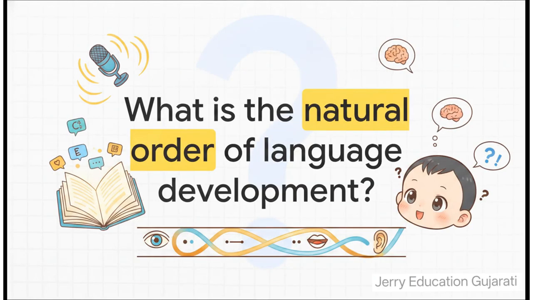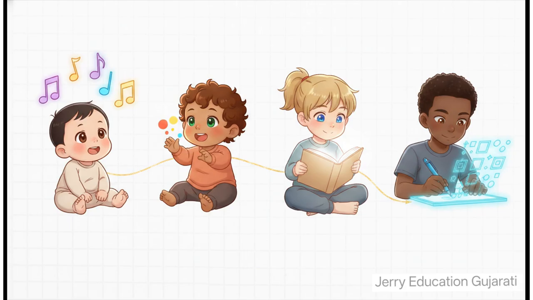Okay, let's do a rapid-fire knowledge check. What is the natural order of language development? Is it reading first, speaking first? Think back to that golden thread. The answer is listening, speaking, reading, writing. Good old LSRW. If you just picture a baby listening, then speaking, then reading, and finally writing, it will lock this into your memory for test day.